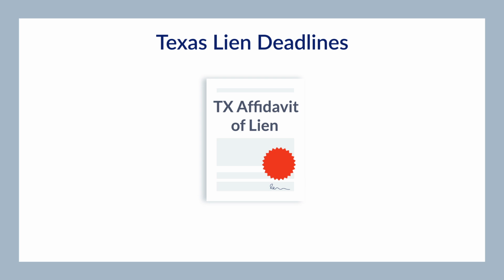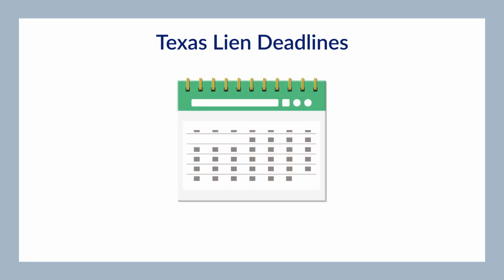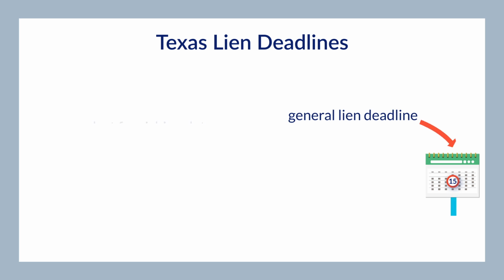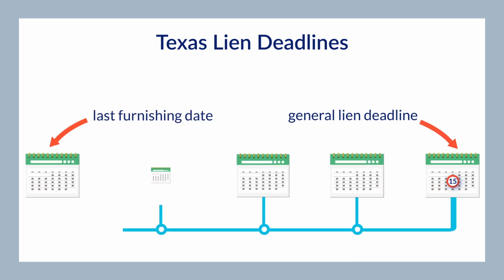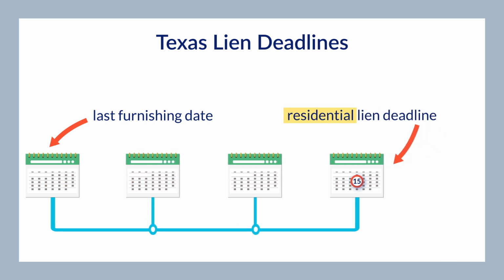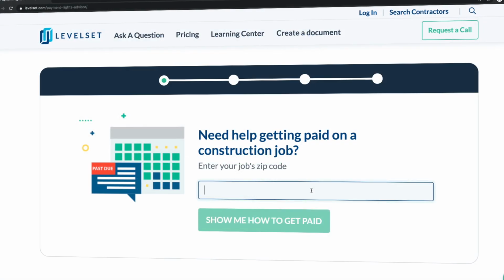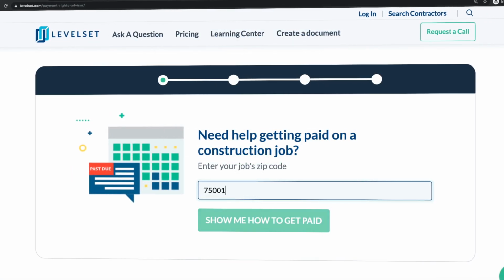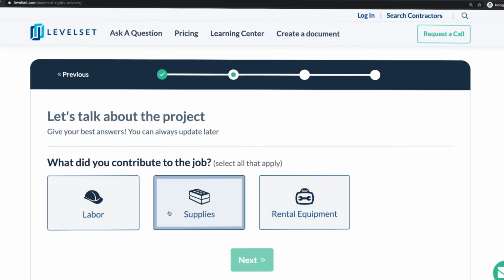Generally speaking, a Texas Mechanics Lien must be filed by the 15th day of the 4th month after the last month the claimant furnished labor or materials to the project. As for residential projects, the lien must be filed no later than the 15th day of the 3rd month after the last month the claimant furnished labor or materials. Check out our Payment Rights Advisor tool to calculate your mechanics lien deadline.